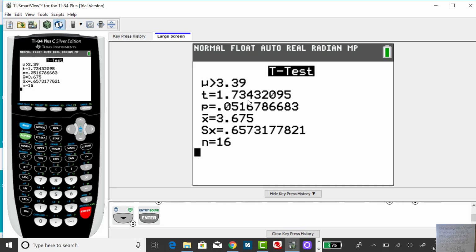In my previous video, I found the standardized test statistic by hand, and there was a little bit of rounding with the sample mean and sample standard deviation needed for the formula. By hand, I got 1.735. Using the calculator's t-test function, this standardized test statistic is very close. The p-value is 0.0517. My level of significance was 0.05 for this problem, and the decision is to fail to reject the null.